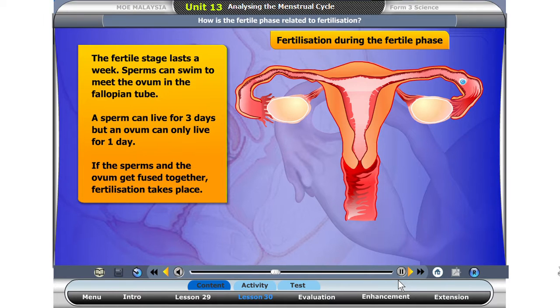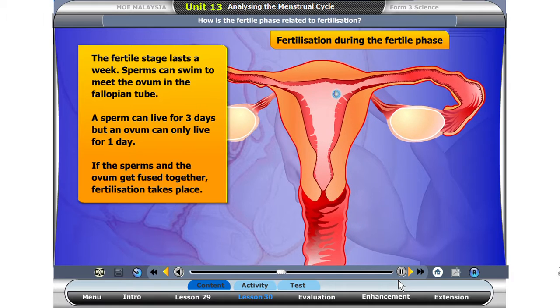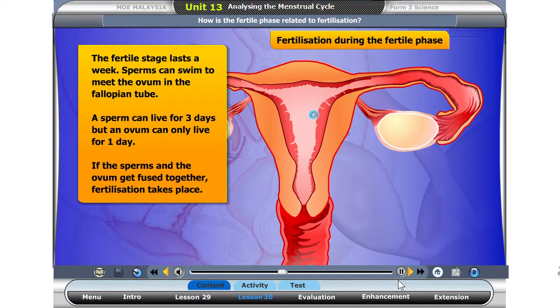If the sperm and the ovum get fused together, fertilization takes place. This is the first step towards pregnancy. Women can use this knowledge of the fertile phase to choose whether or not to be pregnant.